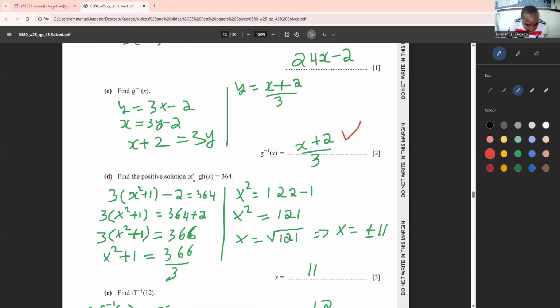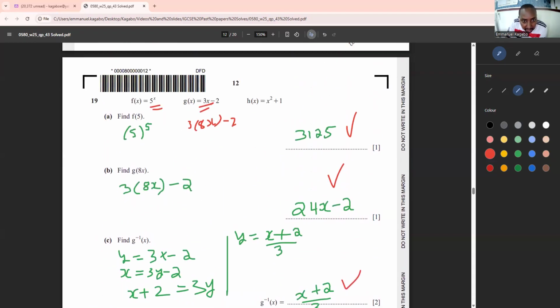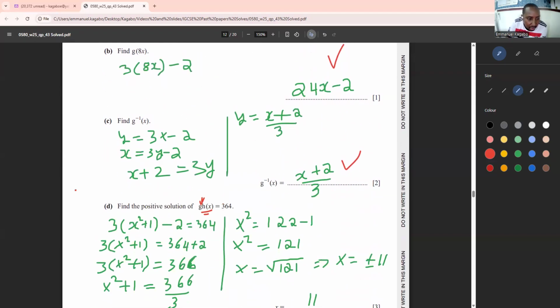Find the positive solution of gh of x equals to that. So I have to put h of x into g. Do you get that, guys? So when I put it there, that means it will give me 3. If you don't remember, g of x is here, guys. G of x is 3x minus 2. And I'm putting there h of x.